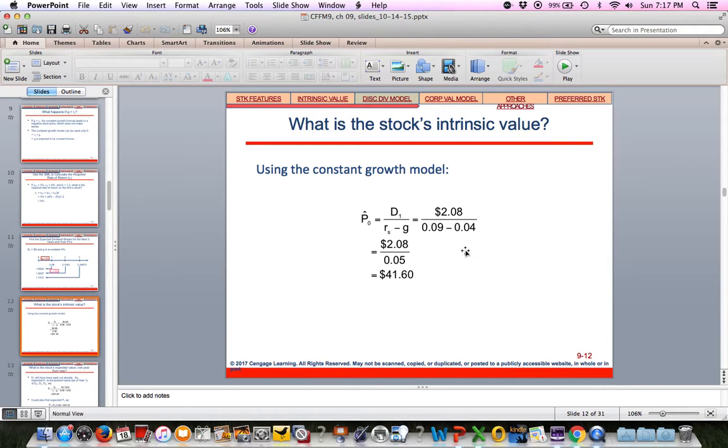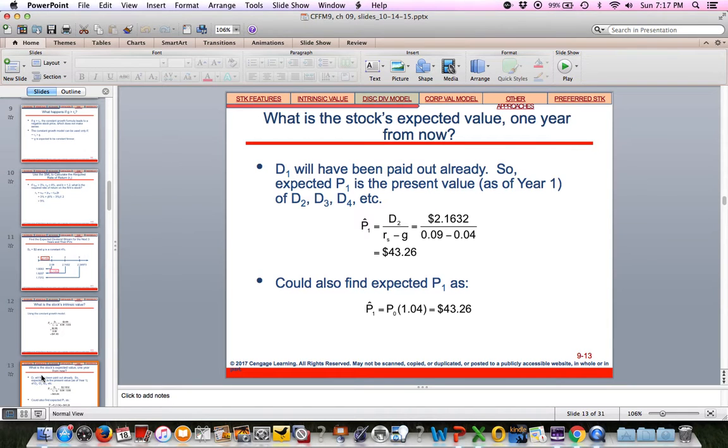And remember, if the required rate of return is less than the growth rate, this model won't work because you get that negative stock price. That's what they're trying to tell us a couple of screens ago. So the required rate of return has to be greater than the growth rate, or else this model doesn't work. And so we do this and we get a price of 41.60.